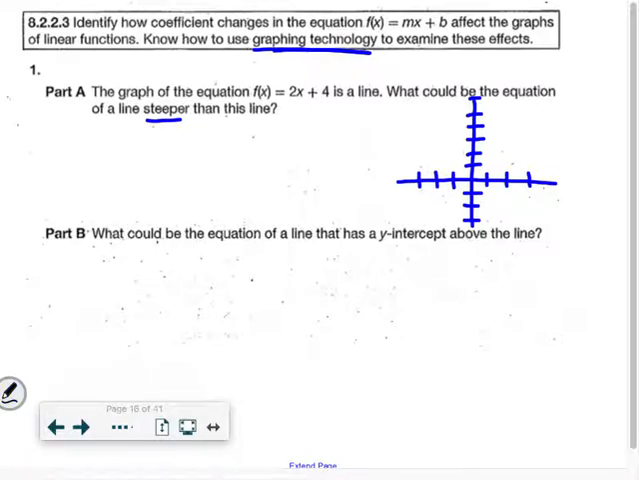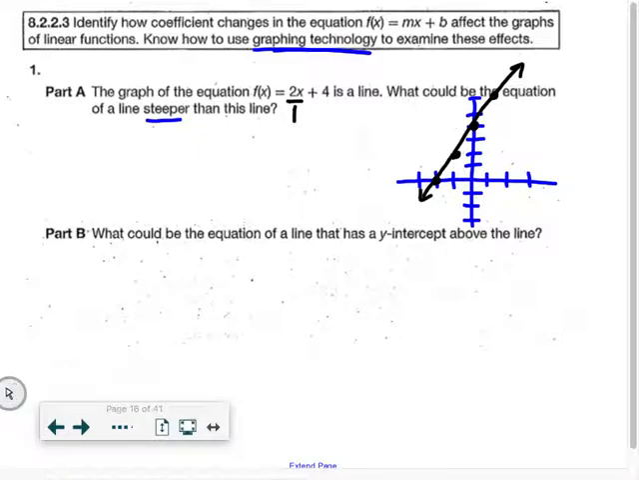F of x equals 2x plus 4. So it would start out at 4, the intercept, and the slope is 2. So you rise 2, run 1. So up 2 over 1, or down 2, back 1. So here's the initial line.